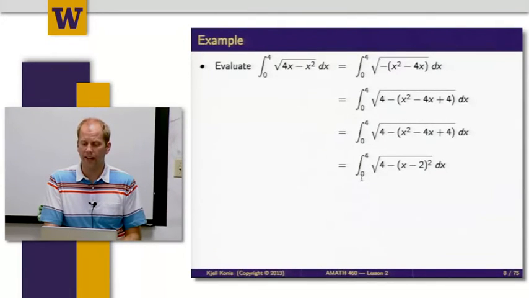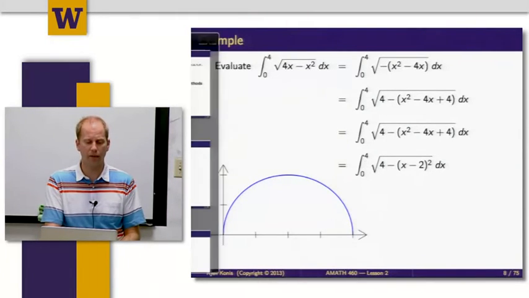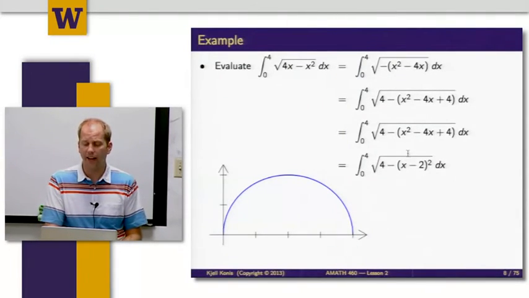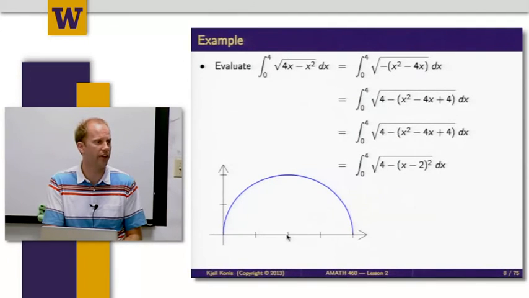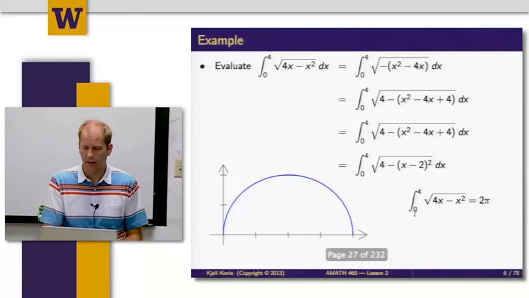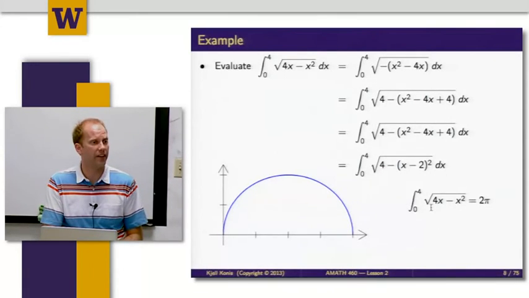So now I can recognize this as the integral from 0 to 4 of the square root of 4 minus x minus 2 squared. And I think I have my picture here. So this is what this function looks like. And in fact, if you get rid of the square root here, if you think of this function as y equals f of x, then what you're going to have is y squared plus x minus 2 squared equals 2 squared, which is the equation for a circle with center at 2, 0. And so that means that I can use my area interpretation, because I know how to compute the area of half a circle, to say that the value of this integral is equal to 2 pi.